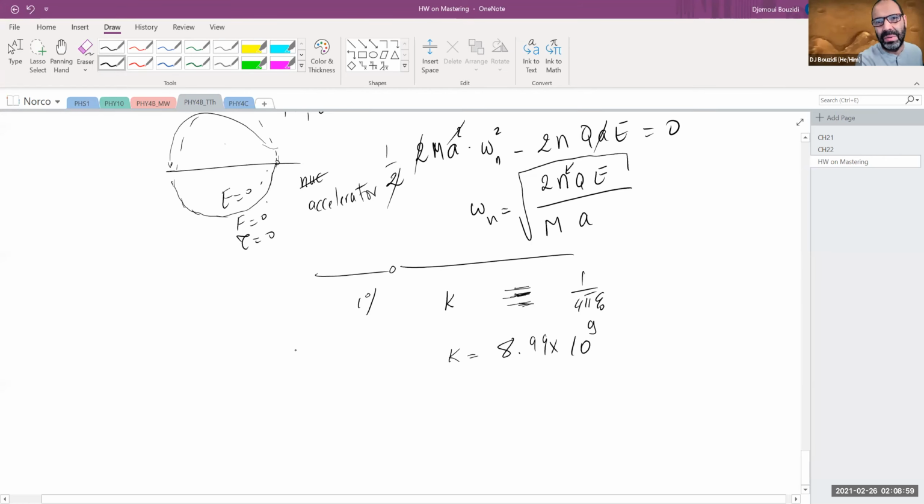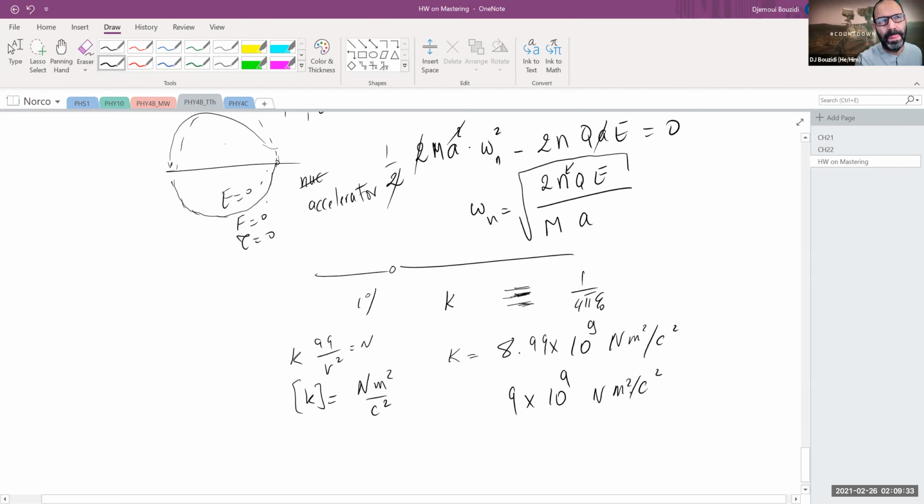Remember, K times Q1, Q2, that's 2 charges, divided by meter squared, is Newton. So units for K are Newton meter squared over Coulomb squared. So that's the units for it, okay? So that's one thing. In class and in exams, you're fine to use 9 times 10 to the power 9, okay? That is fine.